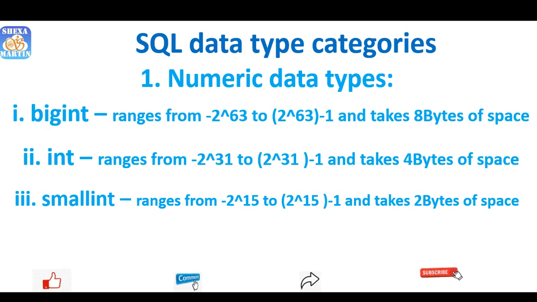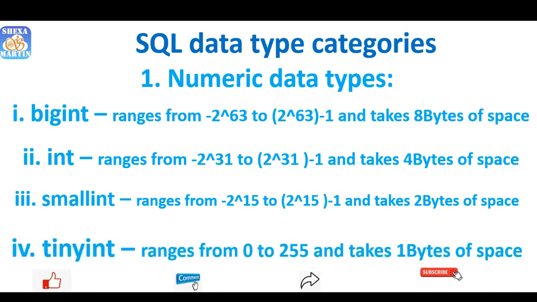So to save space in the database, use the smallest data type that can reliably contain all possible values that exist within the domain of your system. For example, tiny int, which is the next one. Tiny int ranges from 0 up to 255 and takes 1 byte. It's 1 byte of space.